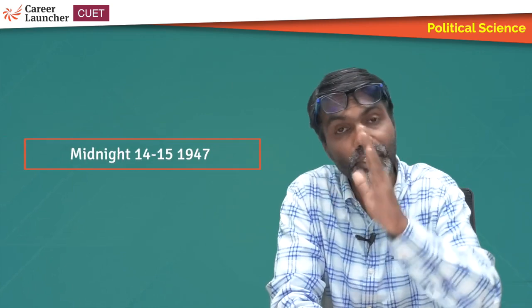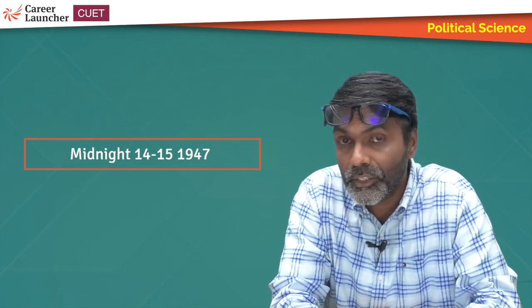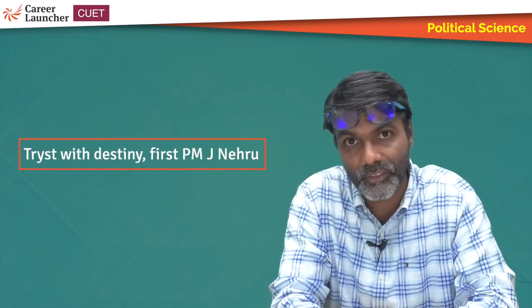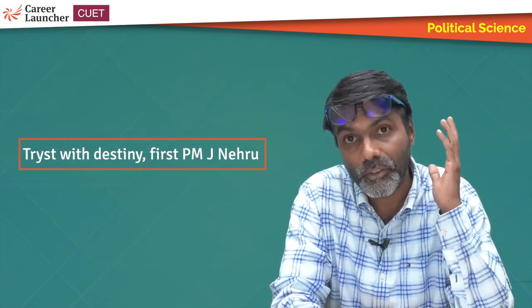India became independent, as you know, on the 14th, 15th night of August 1947, and the first event that happened was Pandit Jawaharlal Nehru's speech in Parliament, which goes by the title of Tryst with Destiny. It is one of the celebrated speeches of independent India. A good question could come from this. Who spoke Tryst with Destiny? Or what is the title of the speech? What is the title of the speech given by Pandit Jawaharlal Nehru?